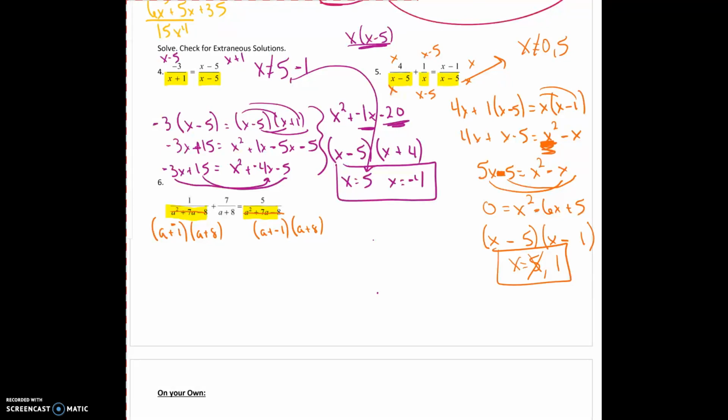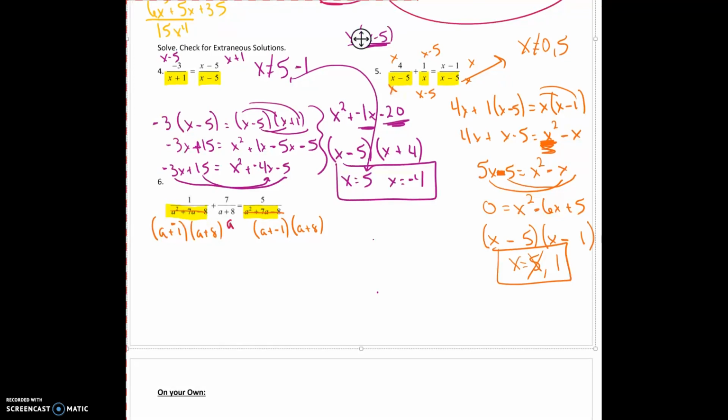The second fraction is going to need the a plus -1 or a minus 1, however you want to write it. So I'm going to write it as a minus 1. And whatever I do to the bottom, I do to the top. And now since all the denominators are the same, I'll ignore them and focus on the numerators. So I'll have 1 plus 7 with the a minus 1 equals 5. Distribute my 7.